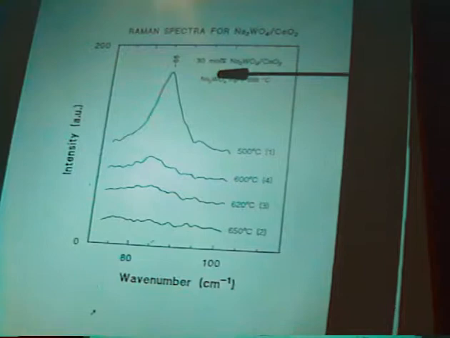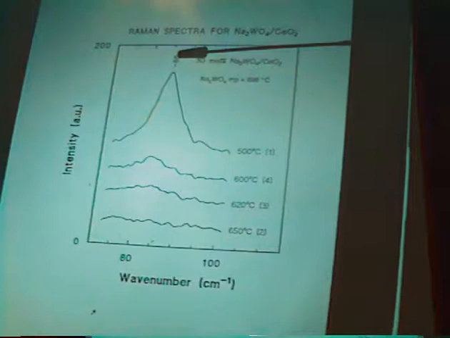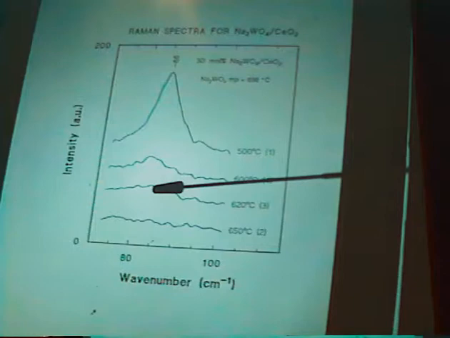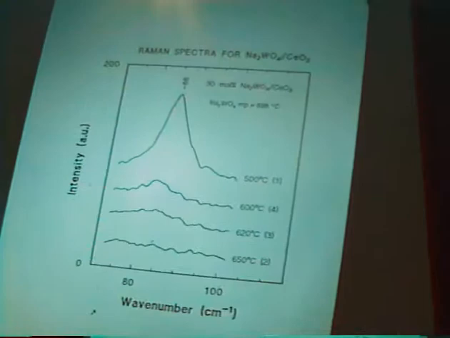What we found was that if we heated the sample to 800 degrees and then cooled it to these respective temperatures in a random fashion, first of all, at 500 degrees, we do observe the lattice mode. At 600 degrees, the lattice mode is just barely detectable. At 620, it's almost not there. And by 650 degrees, there is no lattice mode. And that is, I think, very definitive evidence for the fact that the sodium tungstate has actually melted on the surface. So what we have is a molten phase of sodium tungstate existing on the cerium oxide.